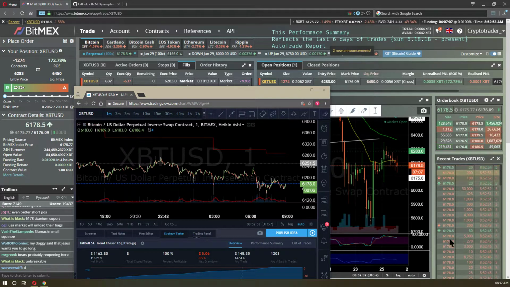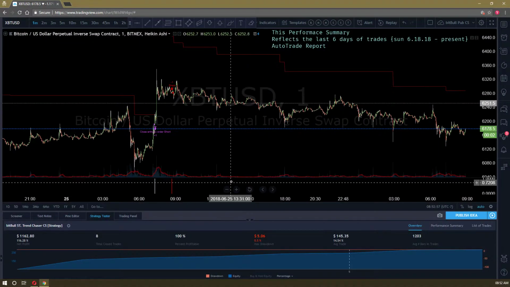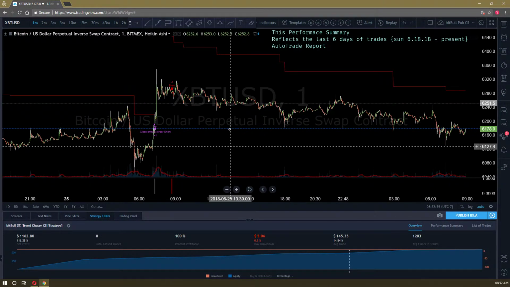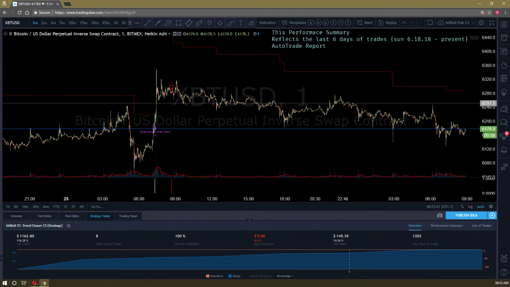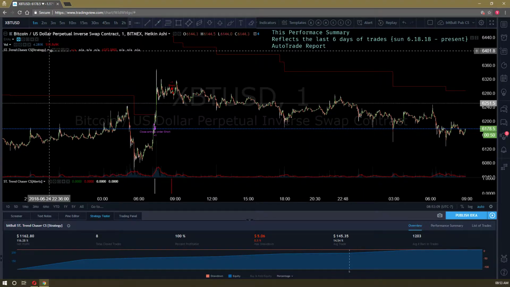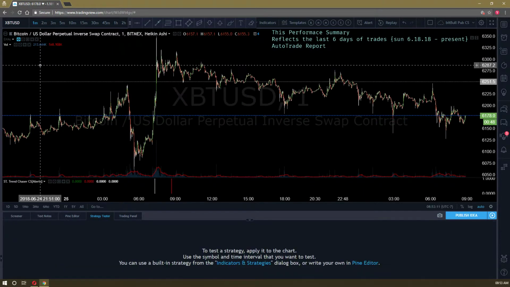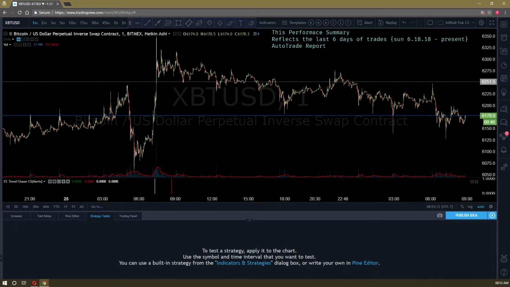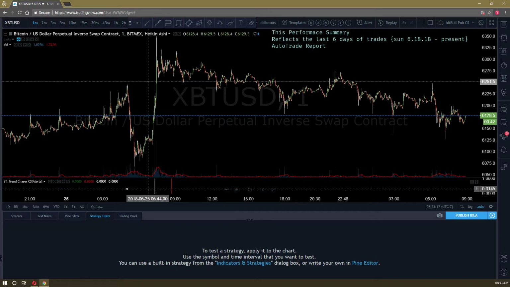So to set it up, let's just go ahead and blow this up, and let's take it from scratch, okay? So let's say this is the short-term trend chaser CS strategy. And then down here is your short-term trend chaser CS alerts. This is where you draw alerts from.